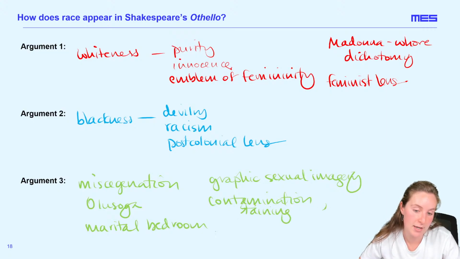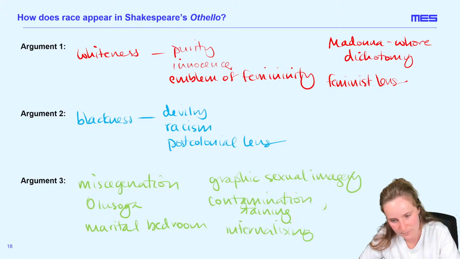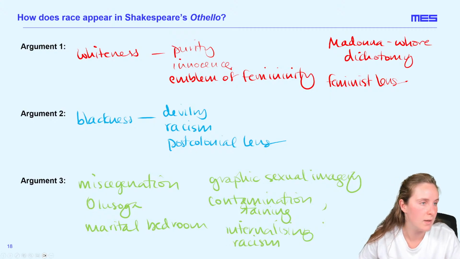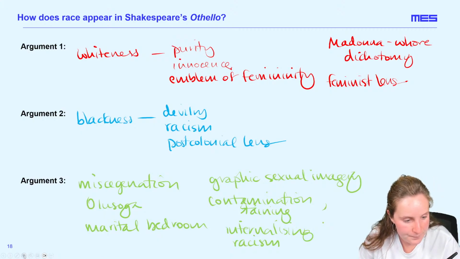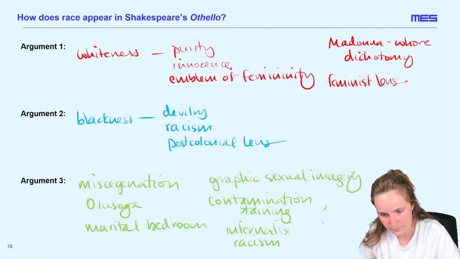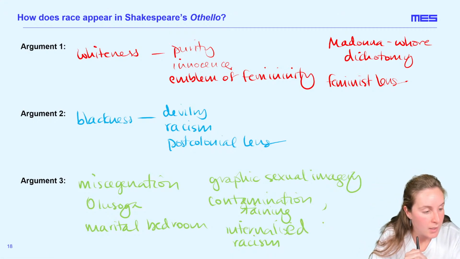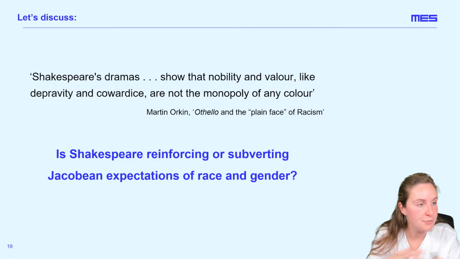And even the internalized racism of Othello that perhaps in some ways influences his actions. Internalized racism from Othello. And this is our final idea here.